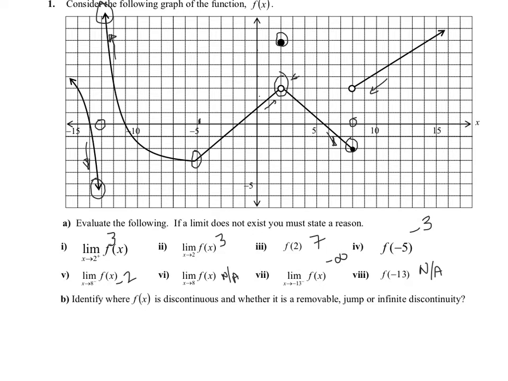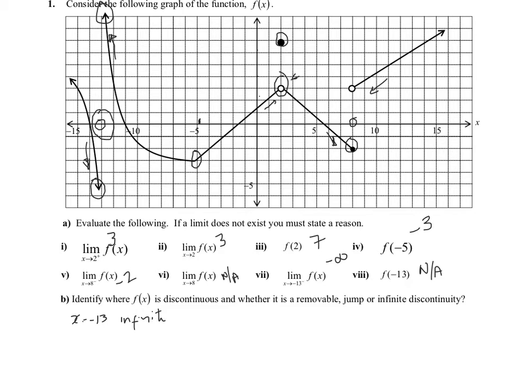Now identify where f of x is continuous and whether it is removable, jump, or infinite discontinuity. We can see that at x equal to -13, here the function is infinite, so we say x equal to -13 is an infinite discontinuity.